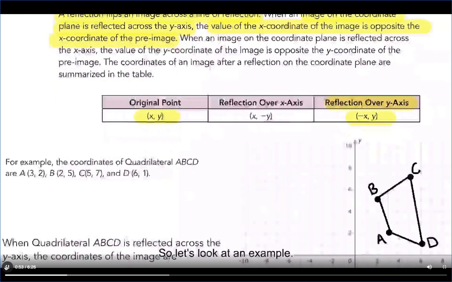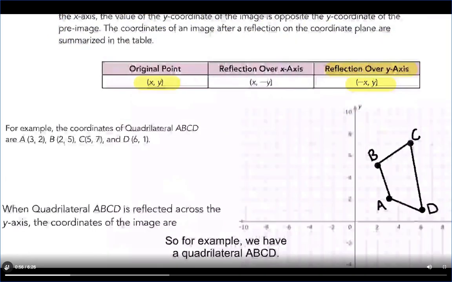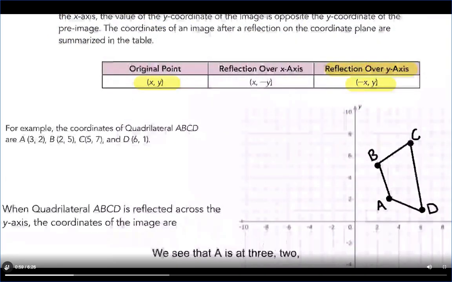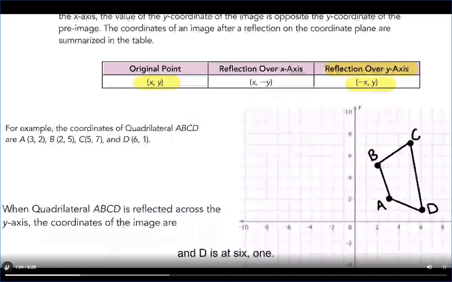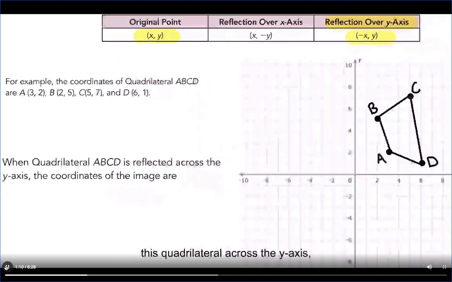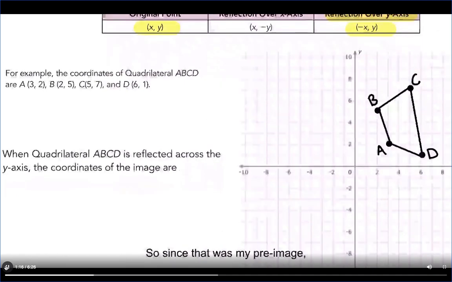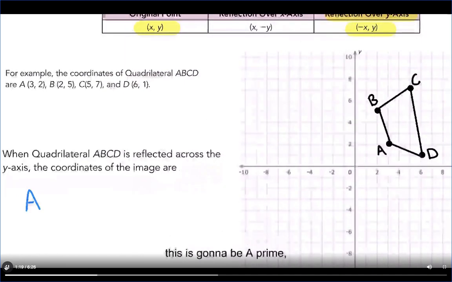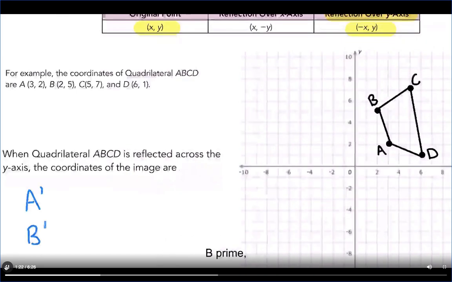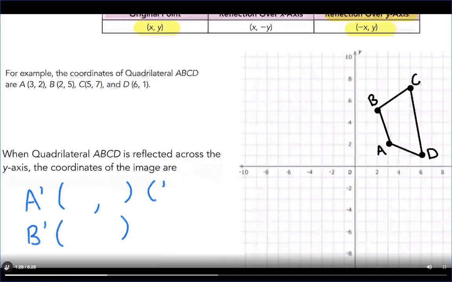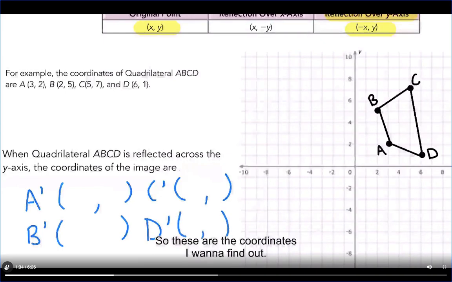So let's look at an example. We have a quadrilateral ABCD. A is at 3, 2, B is at 2, 5, C is at 5, 7, and D is at 6, 1. Now, if I wanted to reflect this quadrilateral across the y-axis, I want to find out what the new coordinates are. Since that was my pre-image, this is going to be my new image: A prime, B prime, C prime, and D prime. These are the coordinates I want to find out.